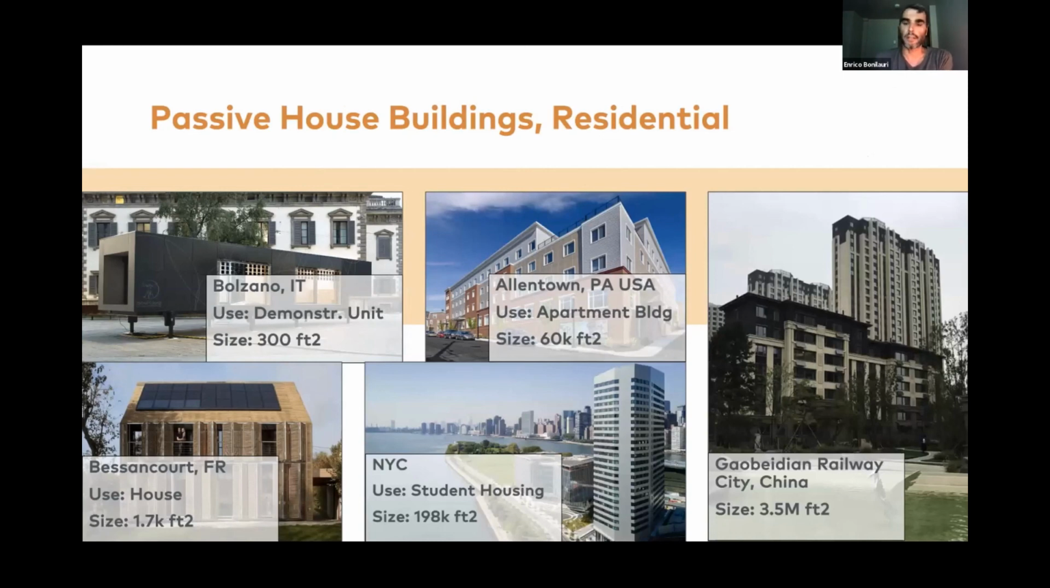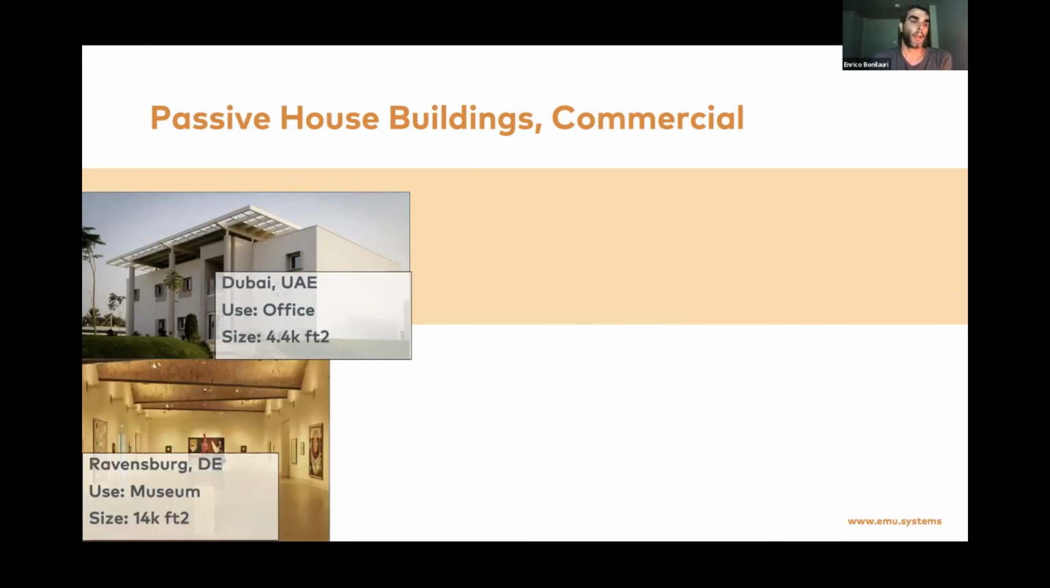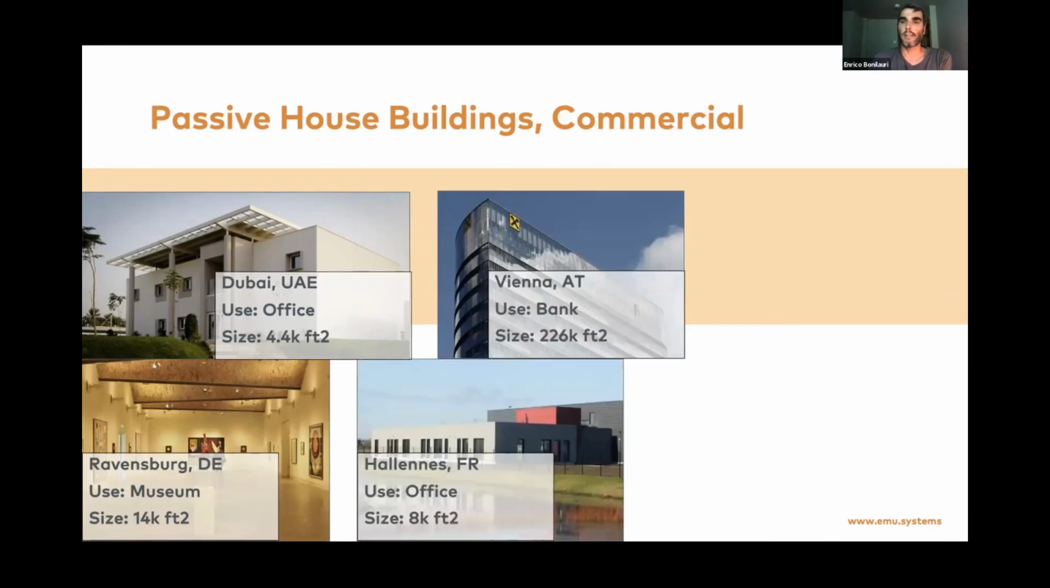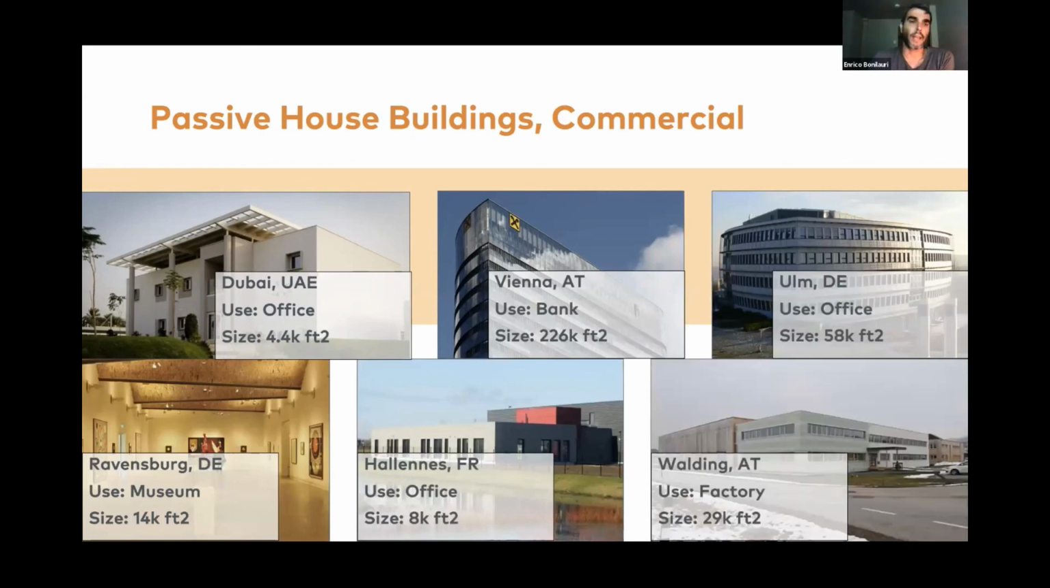These are residential buildings. For commercial buildings, starting from Dubai, an office, there's a myth out there that passive house does not work in warm climates. It's working in Dubai. It has been working in Dubai for a few years now. A museum in Germany, a bank in Austria, an office building in France, offices in Germany, an Austria factory.